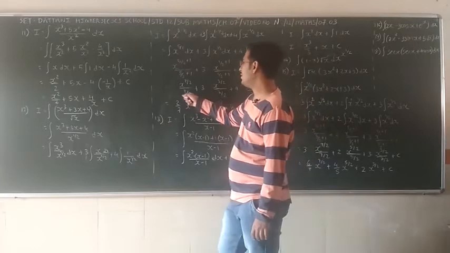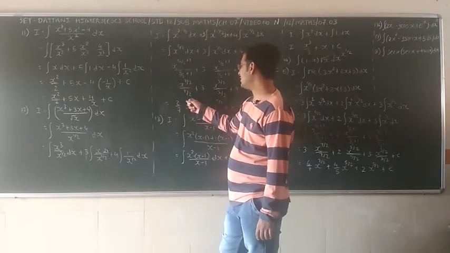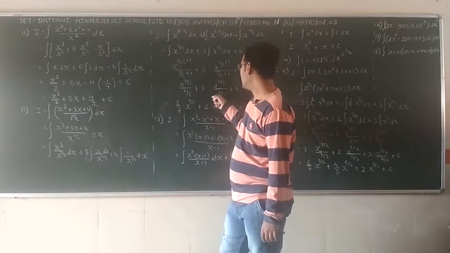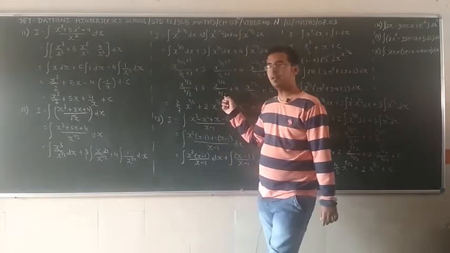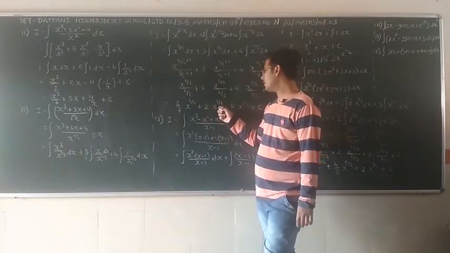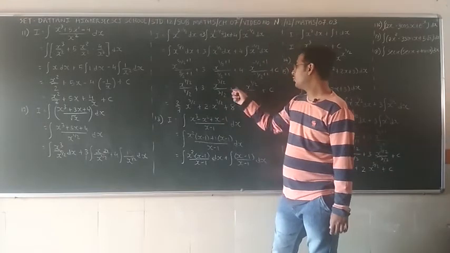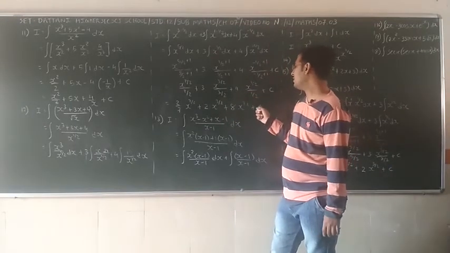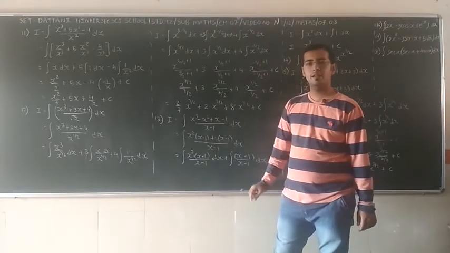Now the denominator of the denominator goes to the numerator. So 2 by 7 x raised to 7 by 2, plus 3, cut, denominator of the denominator goes to the numerator, so 2 into x raised to 3 by 2, plus 4 twos are 8, x raised to 1 by 2, plus c. So that is our final answer.